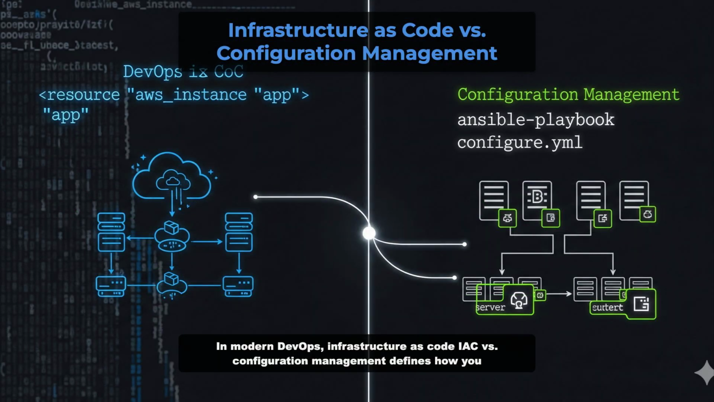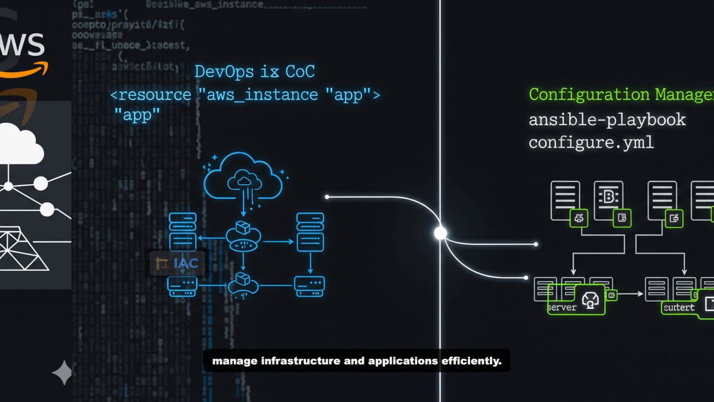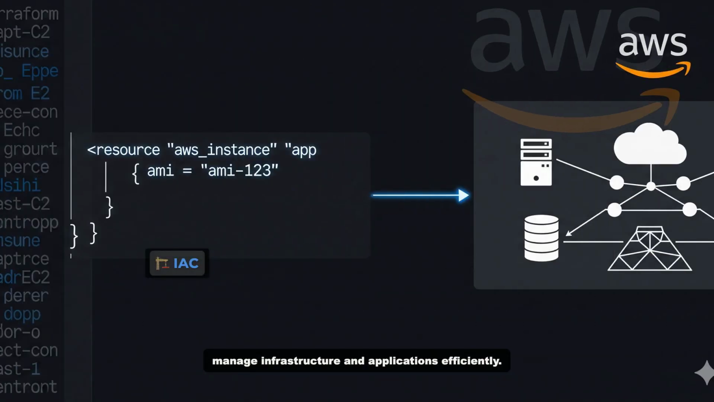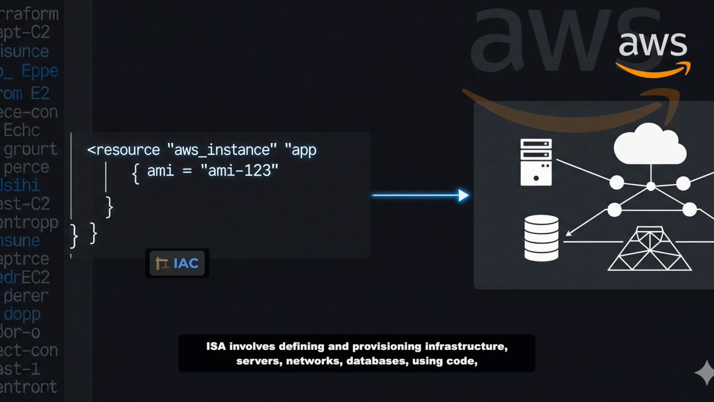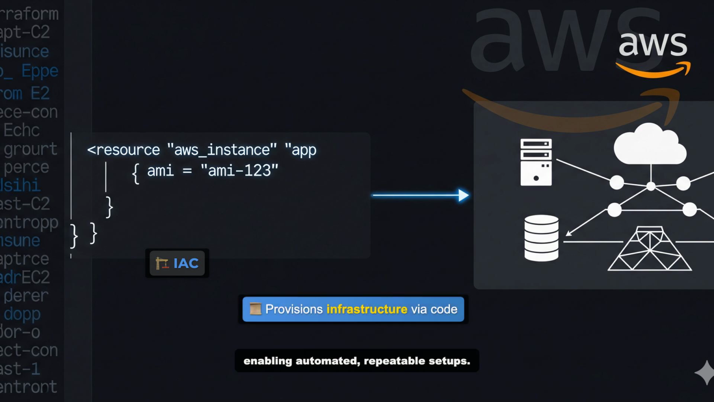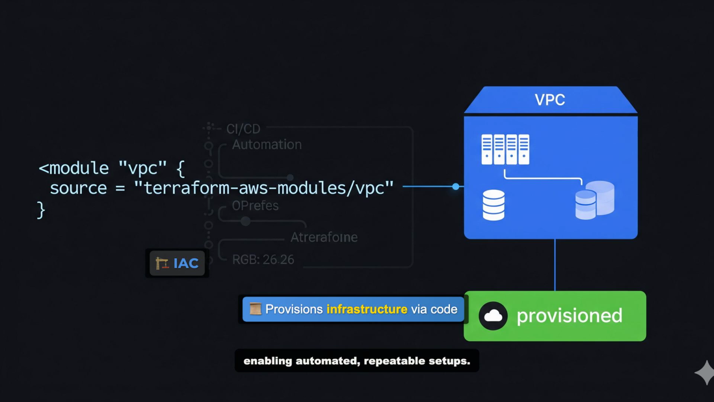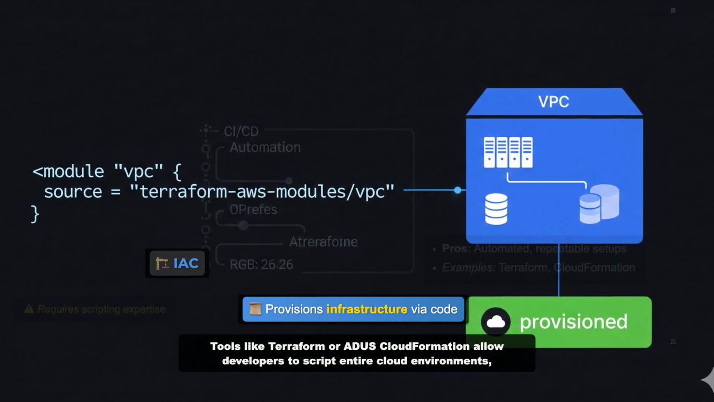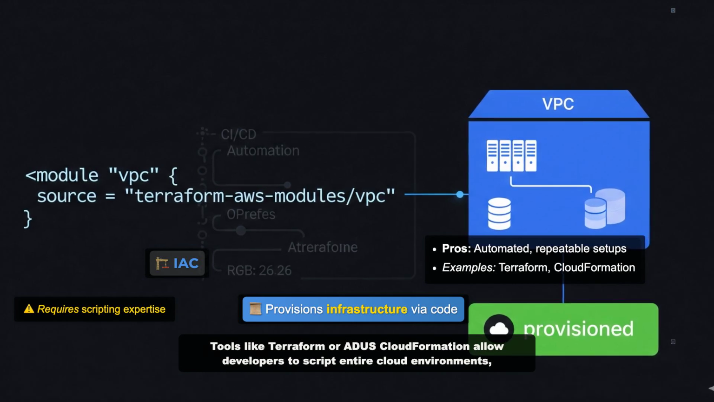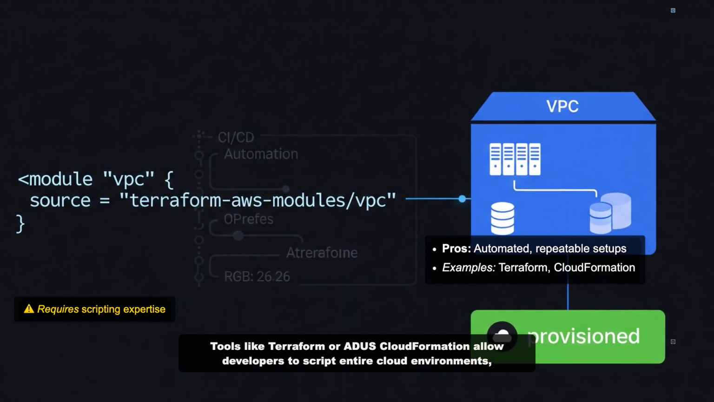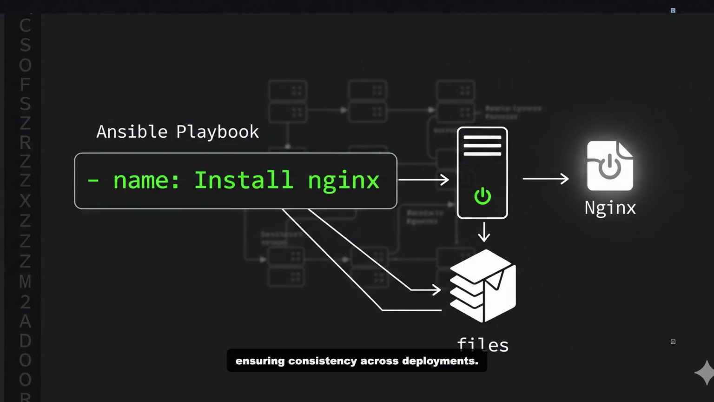In modern DevOps, infrastructure as code (IaC) versus configuration management defines how you manage infrastructure and applications efficiently. IaC involves defining and provisioning infrastructure, servers, networks, databases, using code, enabling automated, repeatable setups. Tools like Terraform or AWS CloudFormation allow developers to script entire cloud environments, ensuring consistency across deployments.